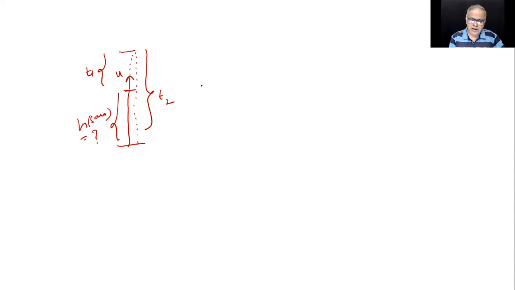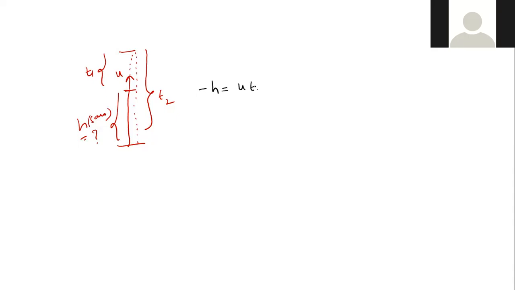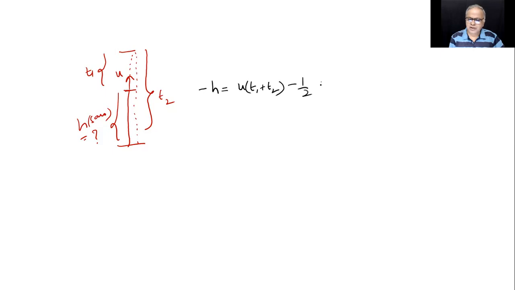So minus h equals u into T1 plus T2 minus half g into T1 plus T2 whole square. That's correct. But the problem is U is unknown, h is unknown.